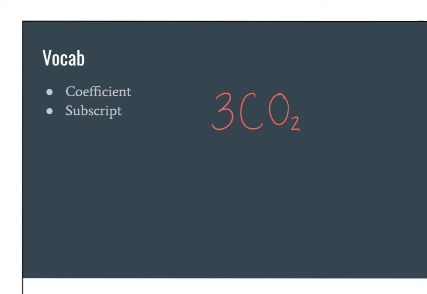So first, let's do some vocab. I'm going to use the word coefficient to talk about any big numbers in front of a chemical formula. So what this big 3 means as a coefficient is that I have 3 of this CO2 molecule. So a coefficient is the big number. It tells you how many of that entire molecule there are. Whereas a subscript is referring to the little numbers within a formula. So in this CO2 molecule, there are 2 oxygens. So the subscript tells me how many of each element I have. The coefficient, the big number in front, tells me how many of that whole chemical exists.